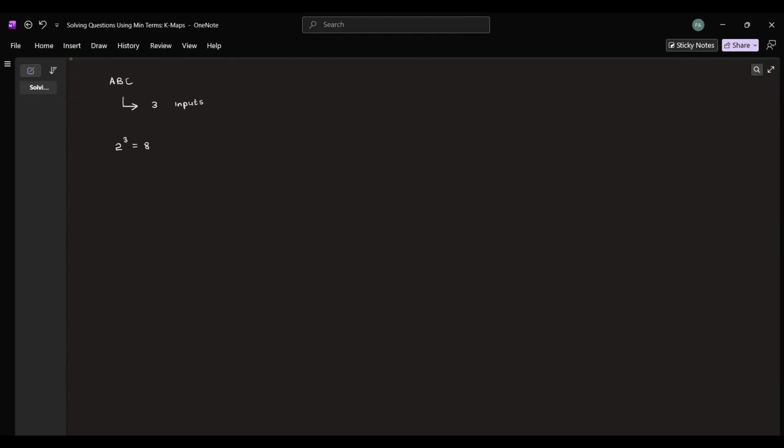As I taught you in the previous video, only squares and rectangles are allowed in K-maps. So if you need 8, you can either have 2 by 4 or 4 by 2. It doesn't matter in which direction you are drawing, but it should be 2 by 4 or 4 by 2. Let's draw 2 by 4 first. So we have 8 cells.